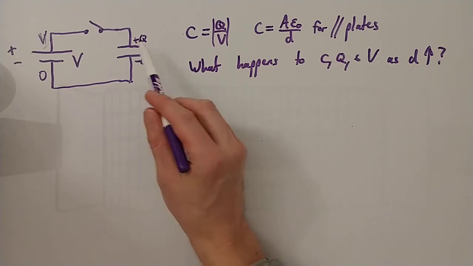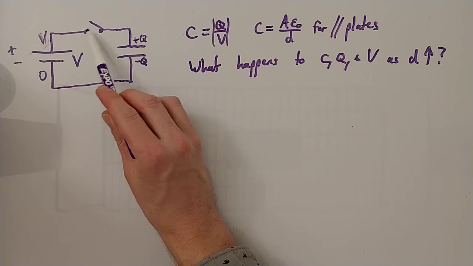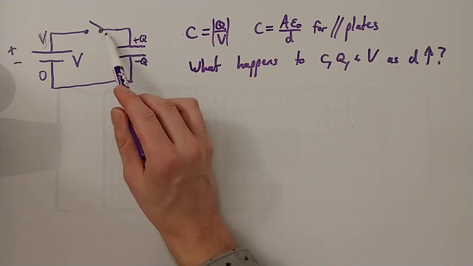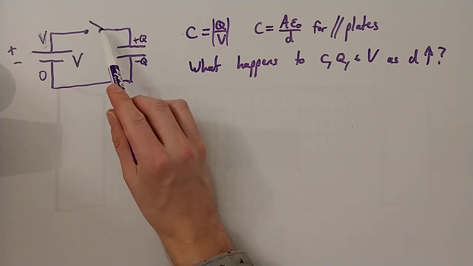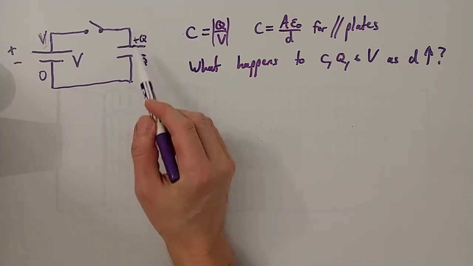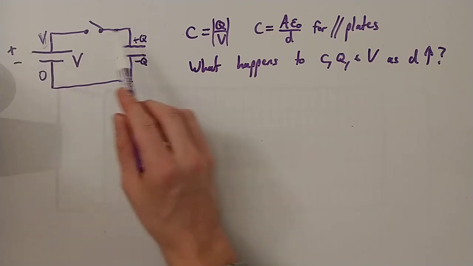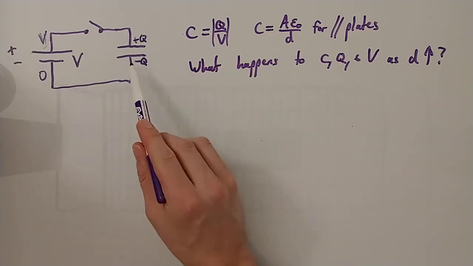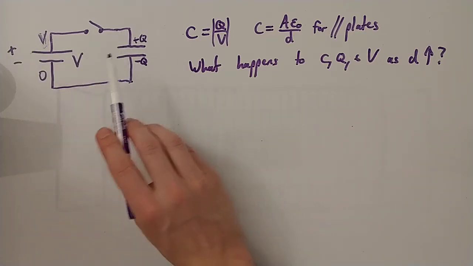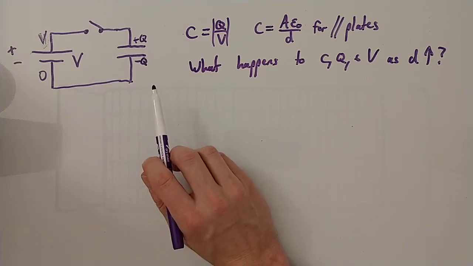And then what I want to do is break the circuit. So we're going to open the switch. This is a symbol for a switch in a circuit. Opening the switch means that the charge can't flow anymore. Once you break a circuit, charge can't flow in the wires anymore. So now this capacitor over here is essentially isolated.